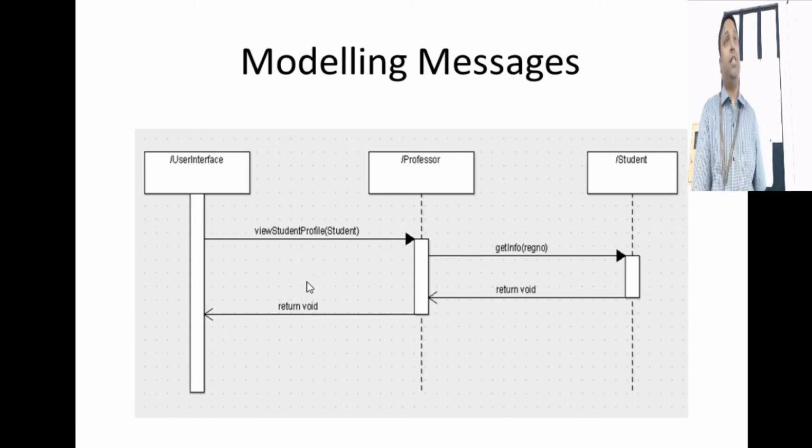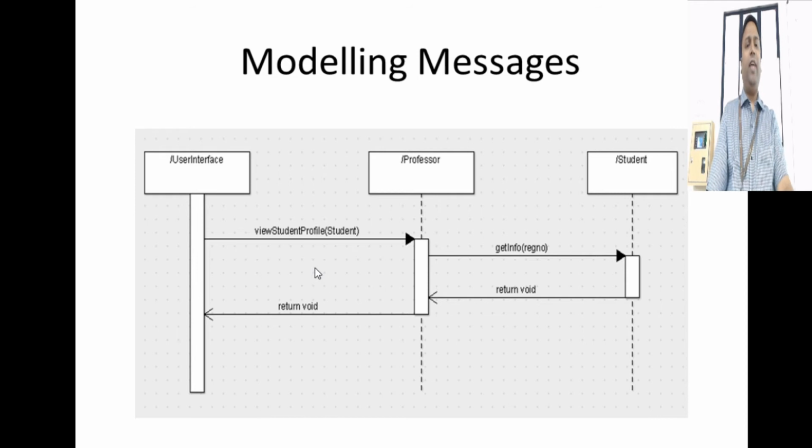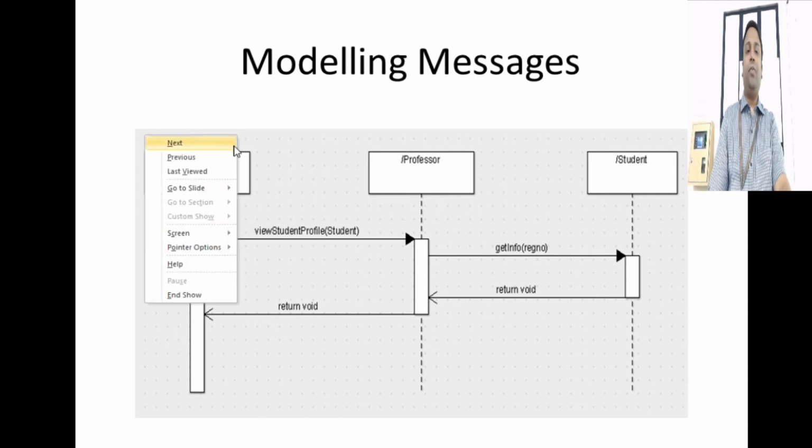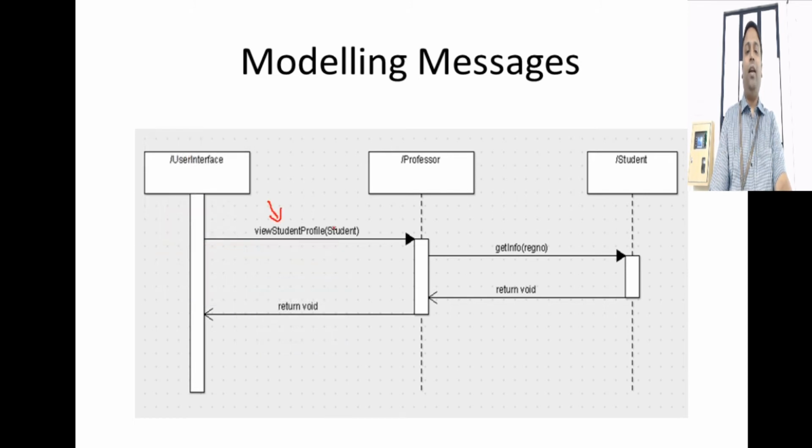Next, modeling messages. This is very important and very simple. From the user interface, main class, which method is being invoked from the professor class? View student profile, and then we pass the student object. So this method actually gets called from the professor object. So when you call this method it becomes active. So when you see this box, it means that this particular method has been invoked, has become active.